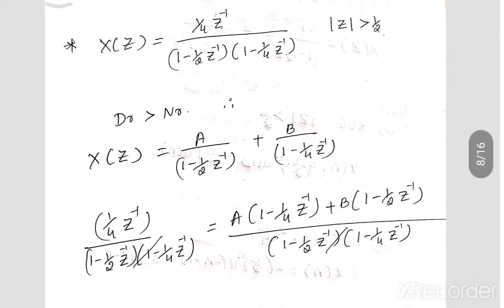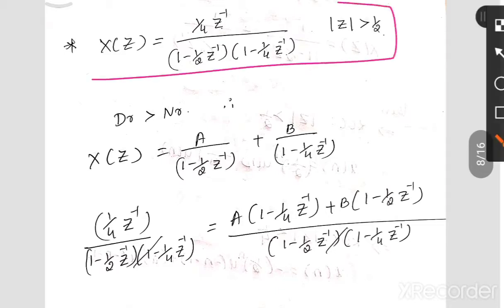And then next we'll be taking another example, in which they have asked us, X of z is equal to 1 by 4 z inverse divided by 1 minus 1 by 2 into z raised to minus 1 and 1 minus 1 by 4 into z raised to minus 1, where the ROC is greater than 1 by 2.